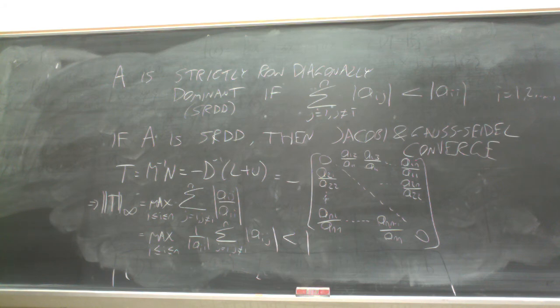And unfortunately for Gauss-Seidel, it's a more difficult proof because you're dealing with the inverse of a lower triangular matrix instead of a diagonal matrix. So any questions about what happened here?